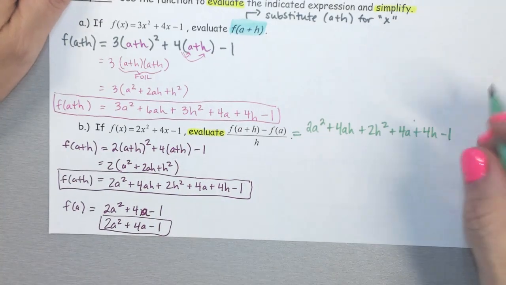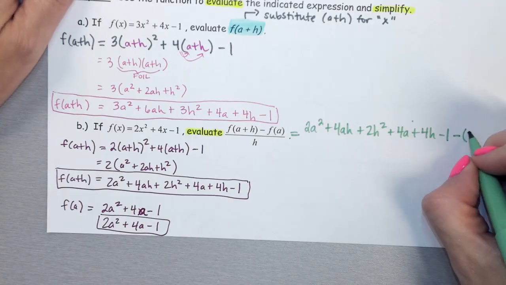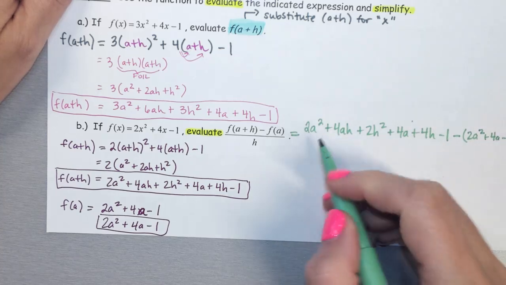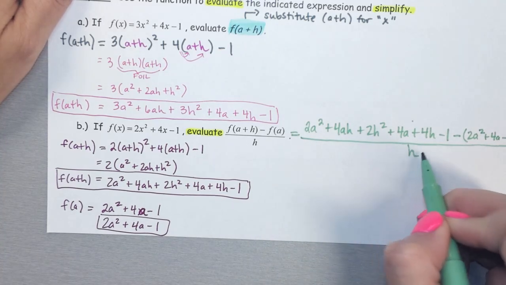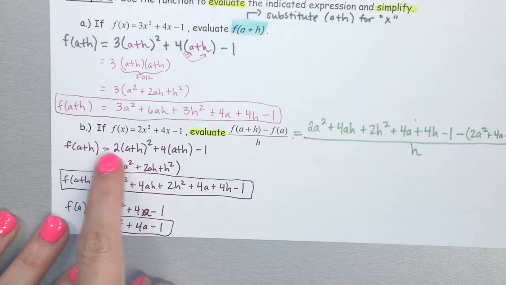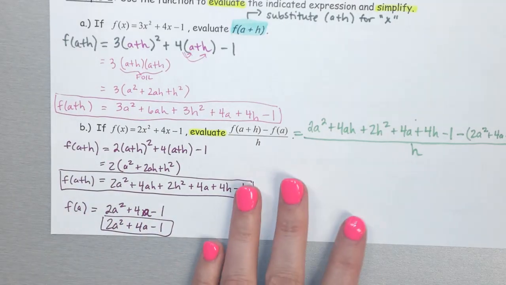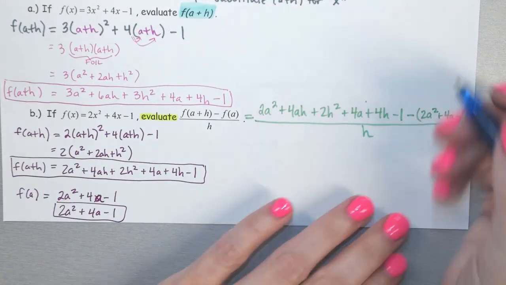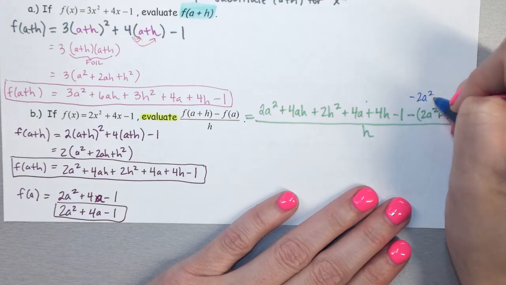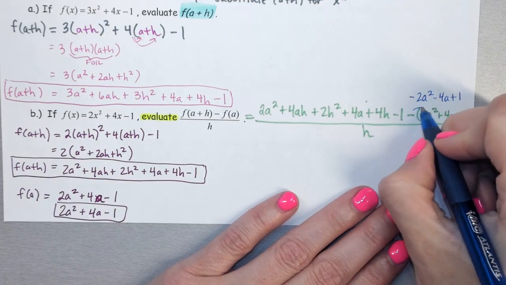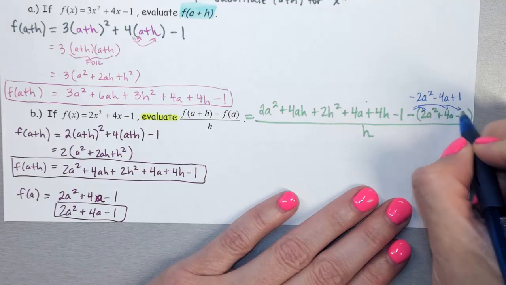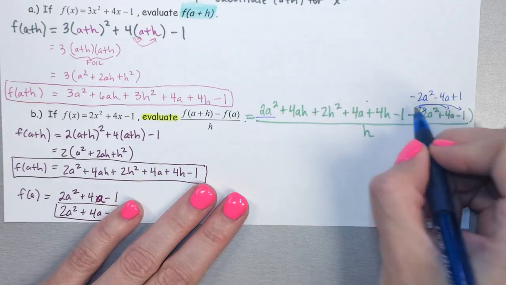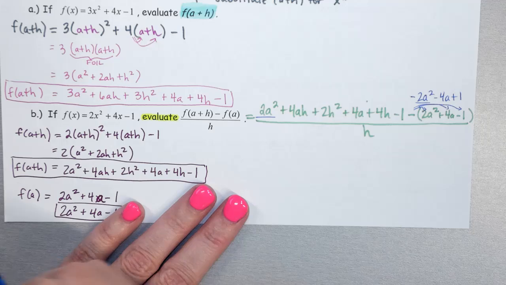I like doing these on the side because I just think it's a little bit easier to manage. Okay, your book kind of shows it all at once where they put all of this on top minus that value. And then when you distribute the negative, just make sure it goes to all three of those terms. Okay, so this becomes negative and this becomes negative, but this negative is going to become positive. So now we're going to simplify. 2a squared and negative 2a squared, those are going to cancel.